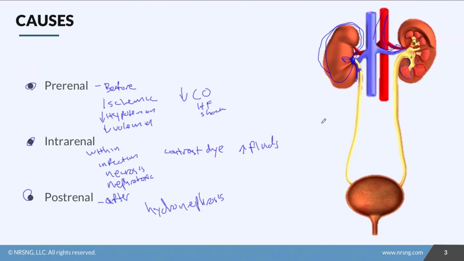Now, we need to make sure we keep the patient's blood pressure up. We need to make sure we keep them well hydrated. And we need to protect their kidneys from injury with drugs and contrast and things like that. We need to treat infections and remove obstructions as quickly as possible. All right.